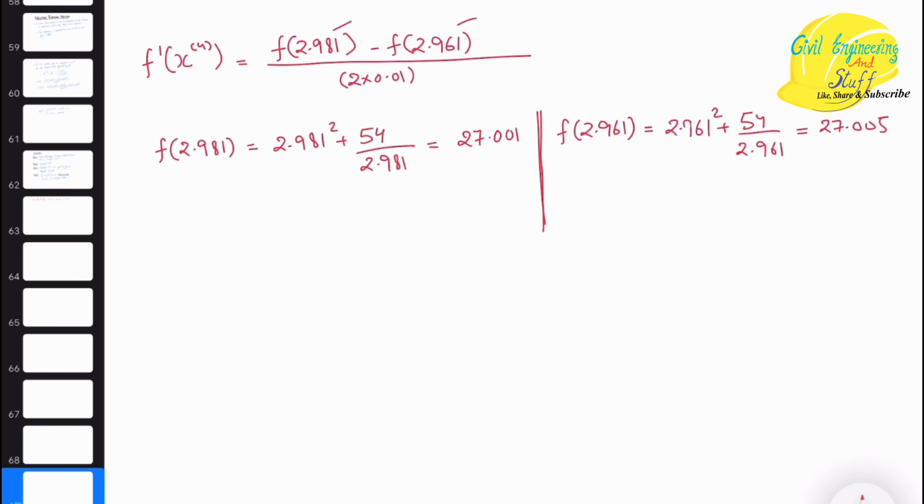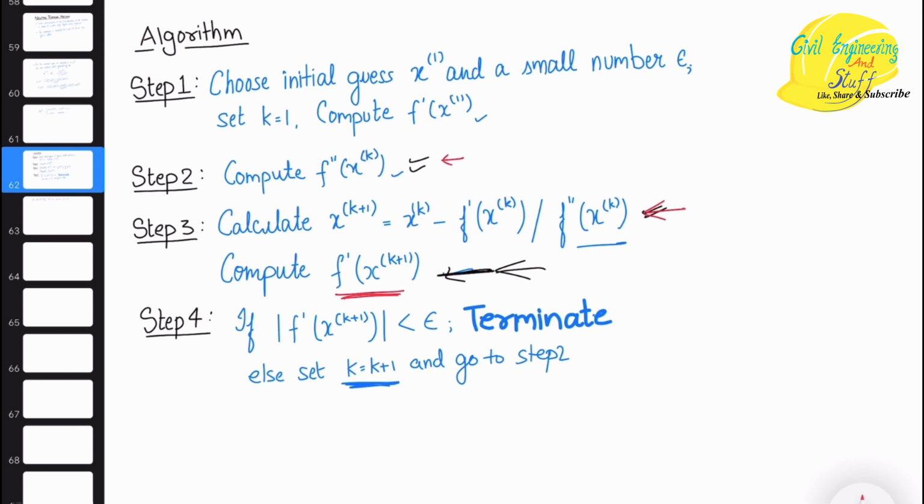Okay, so your f dash x4 will be 27.001 minus 27.005 divided by 2 into 0.01. On solving it, the value comes out to be minus 0.180. So we have completed our step 3.